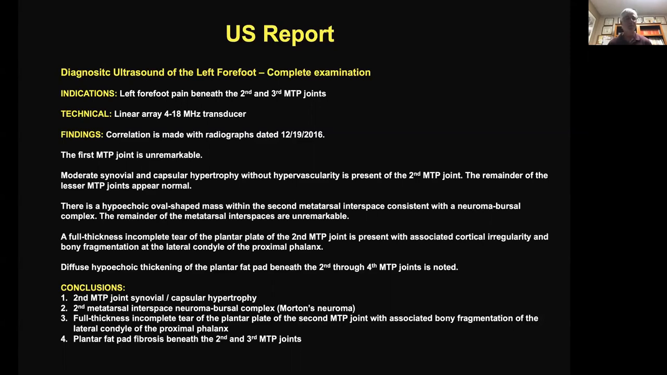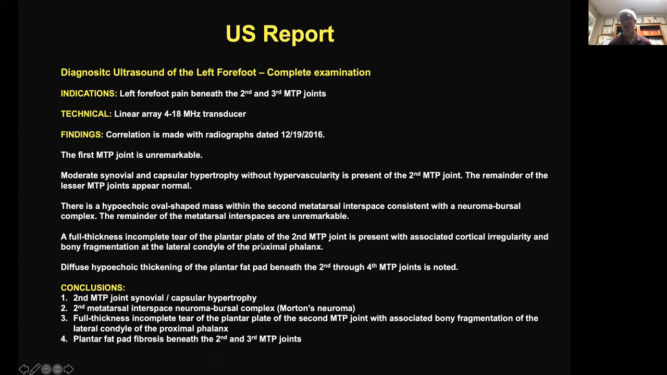There's a hypoechoic oval-shaped mass within the second metatarsal interspace consistent with the neuroma bursal complex. The remainder of the interspaces were normal, and then a full thickness incomplete tear of the plantar plate of the second MTP joint associated with cortical irregularity and bony fragmentation, the lateral condyle.